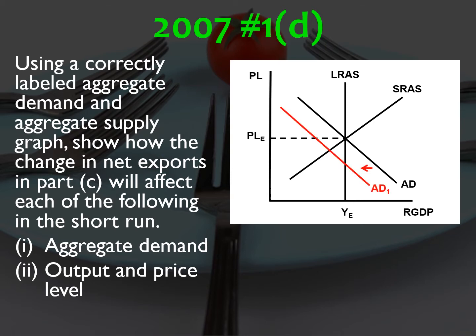So since net exports decrease, that's going to result in a shifting to the left of aggregate demand because net exports is a component of AD. AD shifts to the left, therefore AD decreases. As a result, output and price level also decrease.